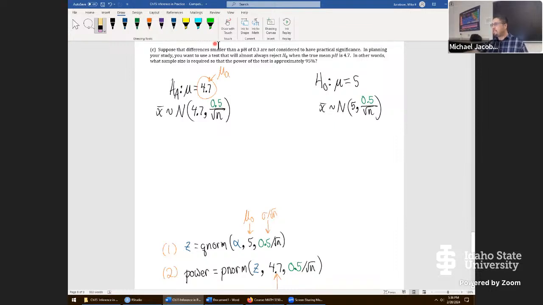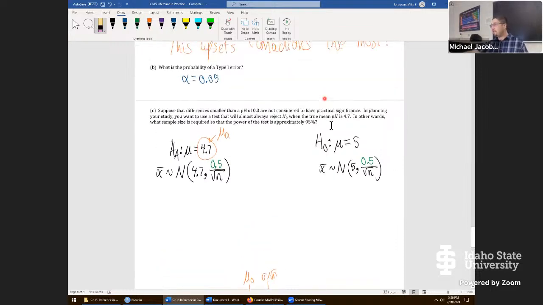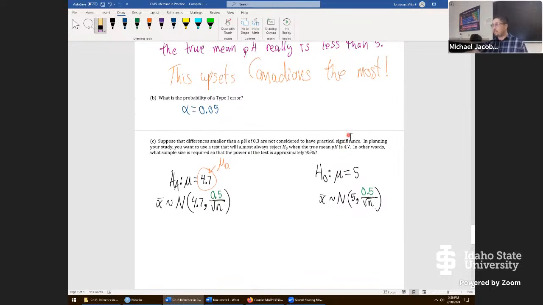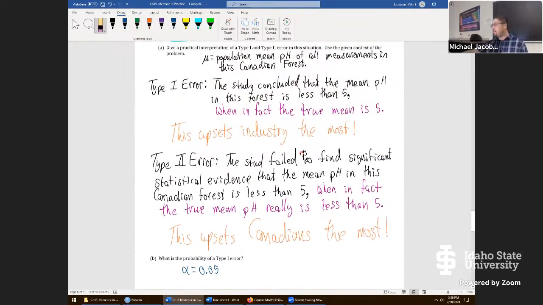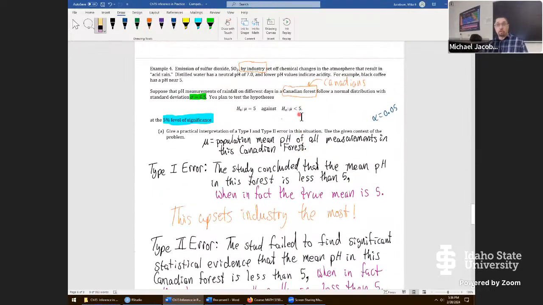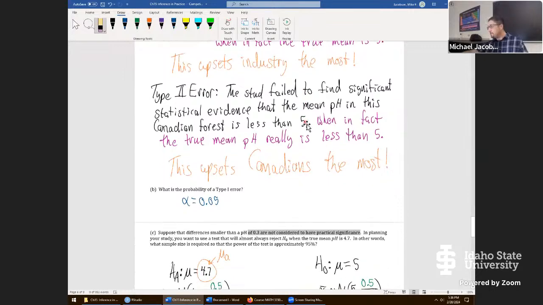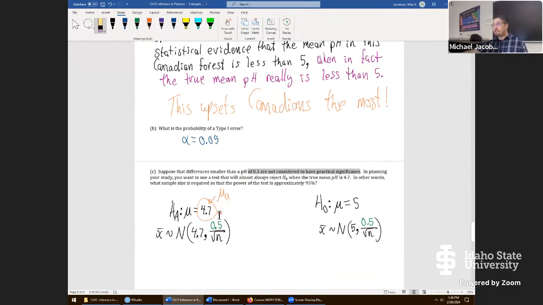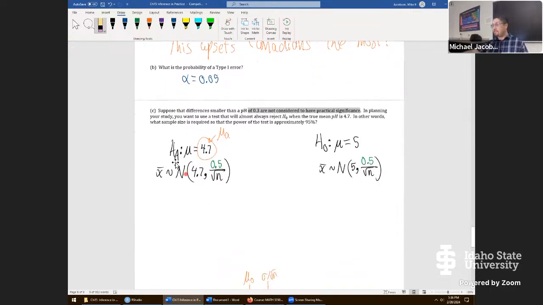It says, suppose that differences smaller than a pH of 0.3 are not considered to have practical significance. Well, the null hypothesis was at 5, and if we're concerned about differences larger than 0.3 having practical significance, we're concerned about this specific alternative of 4.7. Why not 5.3? Why did it go below? It's because our hypothesis test was a left tail test. We're looking in the direction below 5, and for a significant difference of 0.3, we just subtracted that to get this value here.